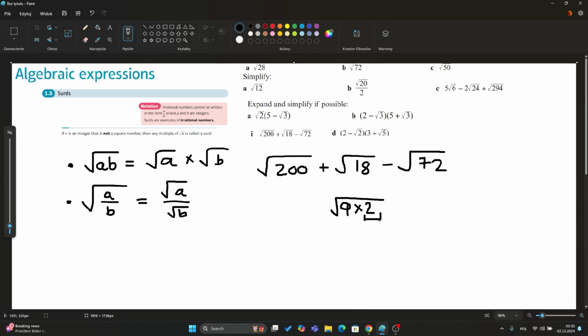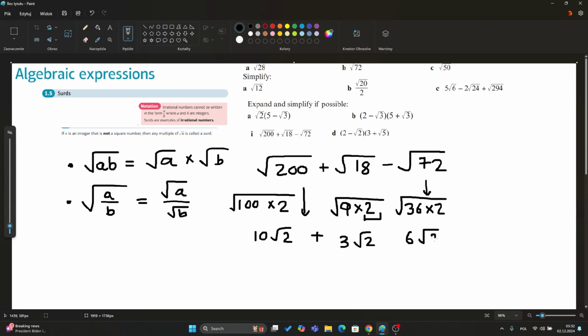So square root of 2 coming from that would mean that the square root of 2 could come out from the others, and it is correct, because if we do 2 times 100 here, now we get 10 root 2, and if we do 36 times 2 here, we get 6 root 2 here. So we get 10 plus 3, which is 13, minus 6 is 7. So 7 root 2.